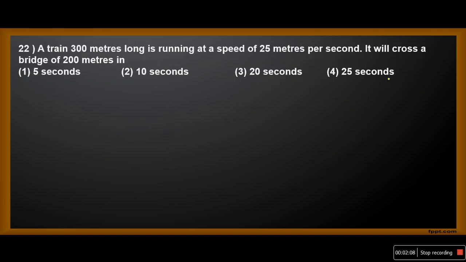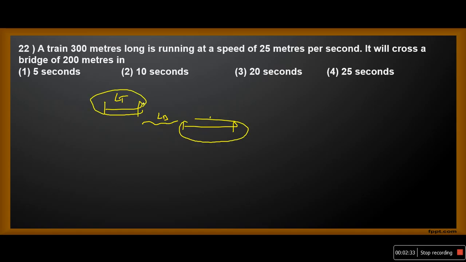A train 300 meters long is running at a speed of 25 meters per second. It will cross a bridge of 200 meters in how much time? If a train crosses a larger object, let us say this is the length of the train and this is the length of the bridge. This is the initial position of the train. If it is crossing a larger object, the train will come here. This is the new position of the train.